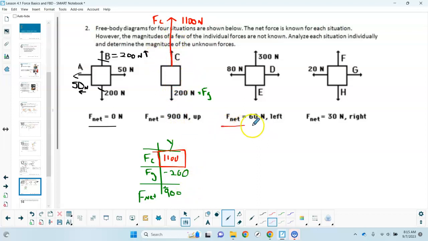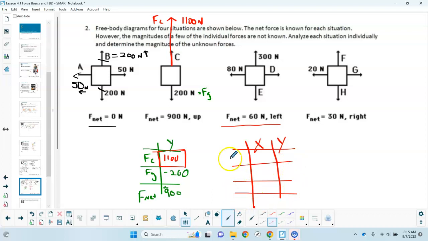All right. So the next one here is 60 going to the left. We got 2 dimensions, we got the X and the Y. And again, you don't have to draw these charts every time, and I'm getting a little bit short here. So I'll say FD, FE. We'll just say this is 80 going left for this one. It doesn't have a label, but it's negative 80 because it's going left. And then this is a 0 and positive 300.